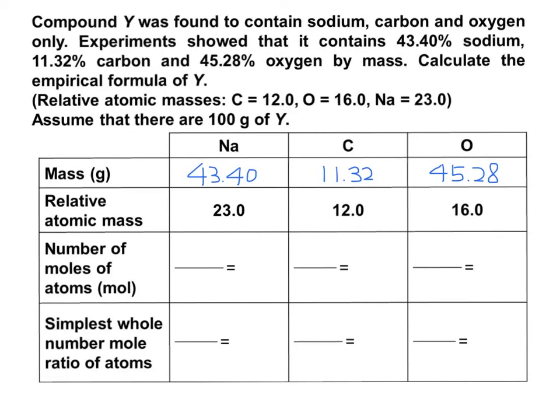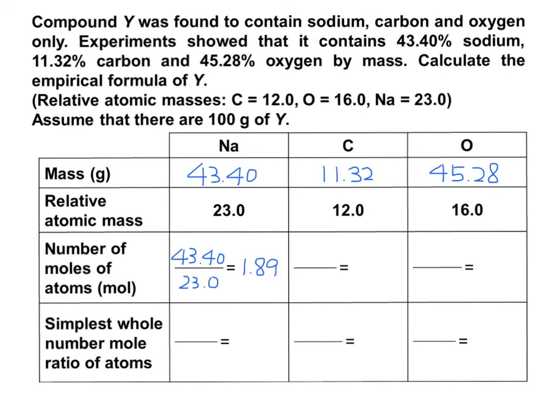After that, calculate the number of moles of each type of atoms. To calculate the number of moles of atoms, we divide the mass of an element by its relative atomic mass. For sodium, its mass 43.40 divided by its relative atomic mass 23.0 is 1.89.